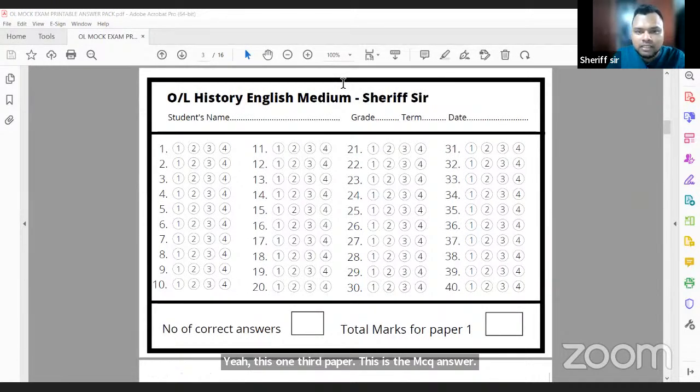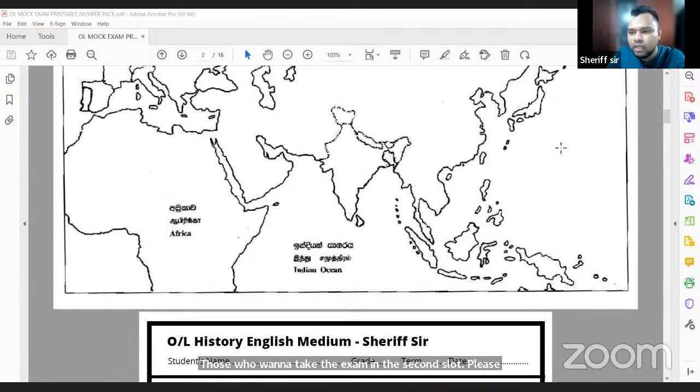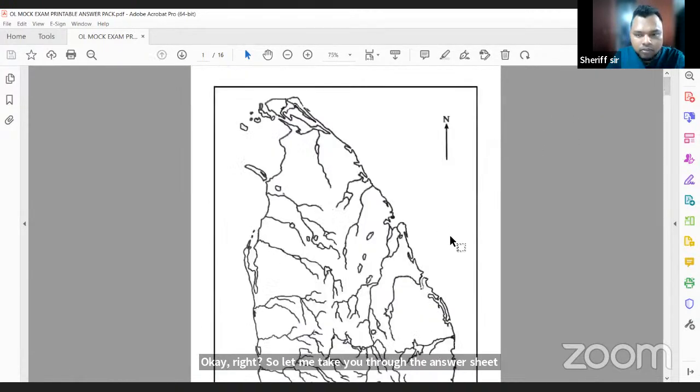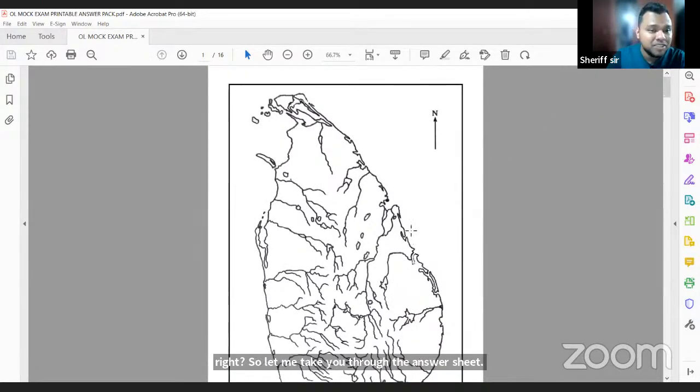Those who want to take the exam in the second slot, please tell me. Right, so let me take you through the answer booklet now. That is the last part for today before we start the exam really.